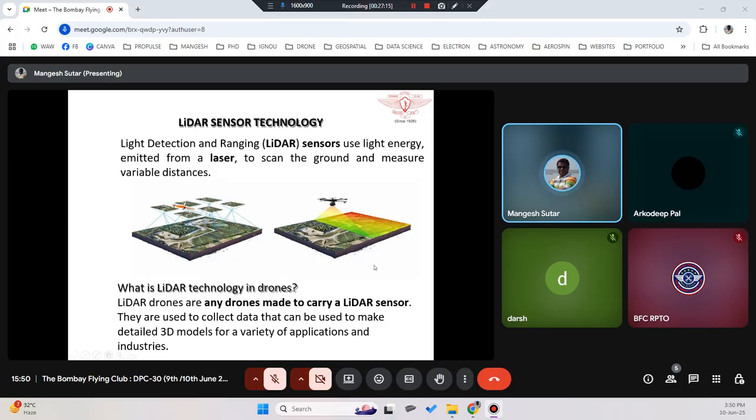So you can use it for collecting data to make detailed 3D models for a variety of applications and industries. You can use LiDAR sensors in agriculture, in geographical earth monitoring, or even where there is a lot of irrigation, especially in areas where mining is happening. In those scenarios you will normally use LiDAR. To know how much mining or excavation is happening at those locations, you will always fly LiDAR drones.